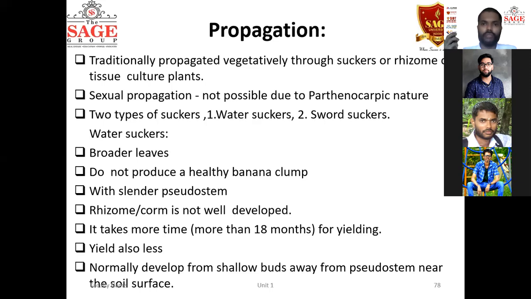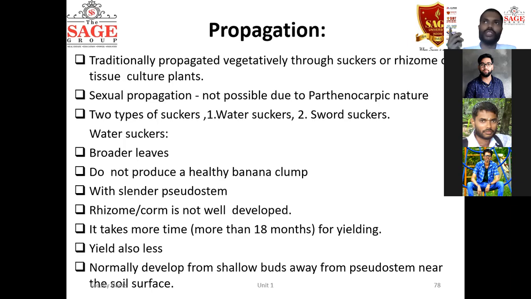Traditionally it is propagated vegetatively by means of suckers or rhizomes, or by another method, that is micropropagation or tissue culture. Plantlets are also available for commercial cultivation. Coming to sexual propagation, it is not possible to propagate by seed because of the parthenocarpic nature of most cultivars of banana. They do not produce seeds inside the fruit, and if some varieties do produce them, those are sterile and cannot germinate.